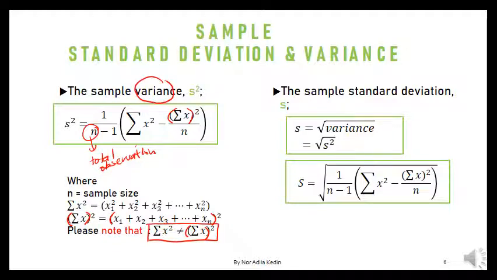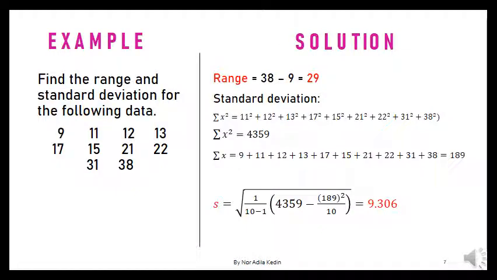Dah dapat variance, boleh cari standard deviation. Macam mana nak cari? Punca kuasa 2 kan saja awak punya variance. Okay. So this is sample standard deviation and variance. Tengok satu simple example. Okay, find the range and standard deviation for the following data.